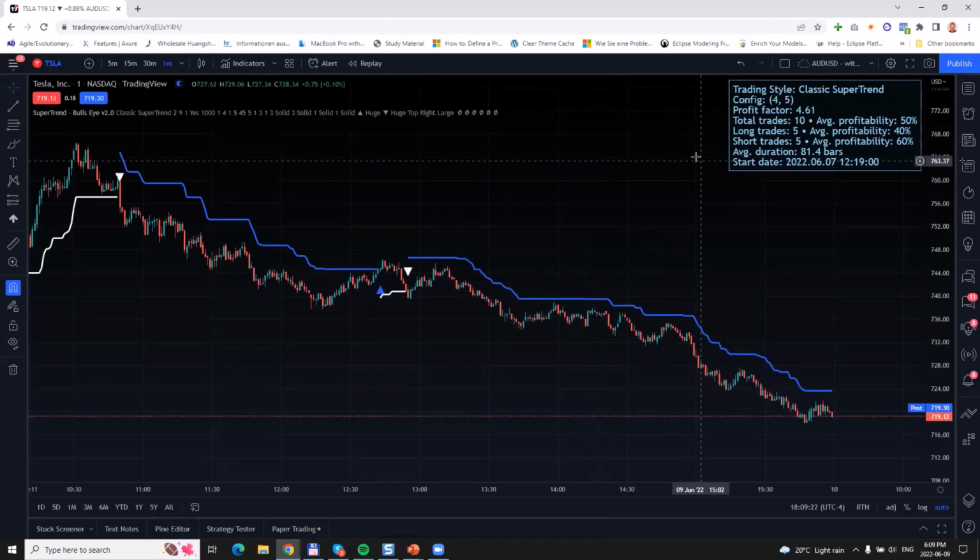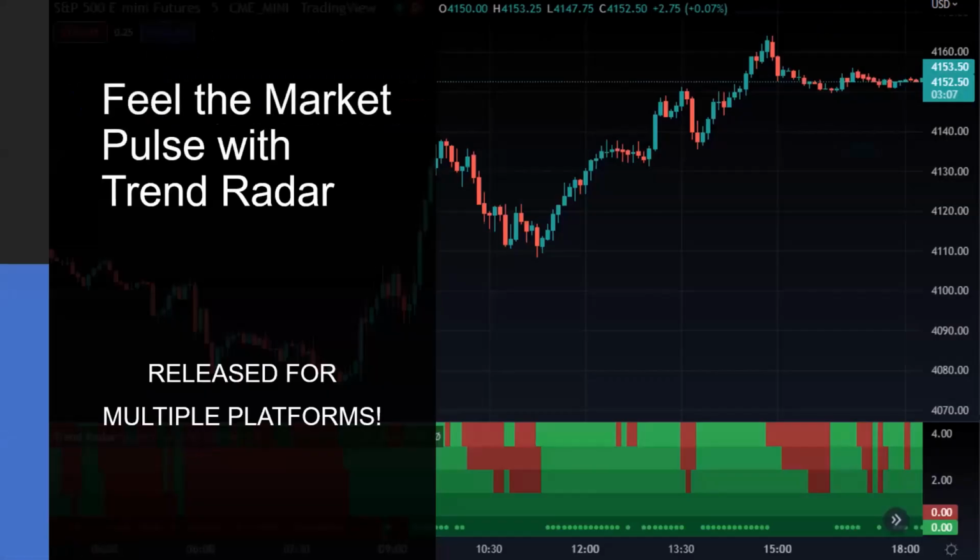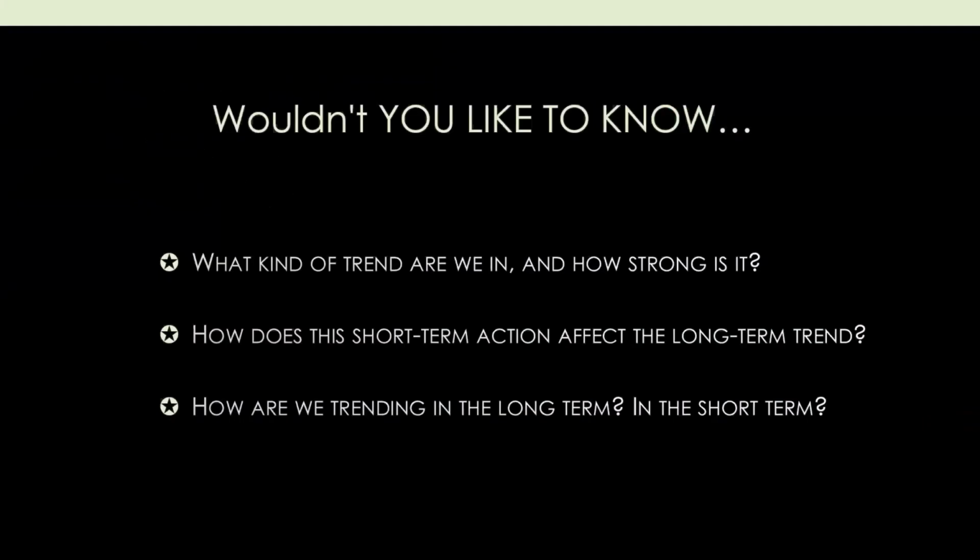But something else has happened this week. We have also released our brand new Trend Radar indicator. And this indicator is available for most of the platforms that we support, including TradingView, MotiveWave, NinjaTrader, MT4, MT5, and Thinkorswim. Okay, so this indicator exists for multiple platforms and it's been designed for you to feel the market pulse. And how this works and how you can take advantage of our brand new Trend Radar indicator will now be discussed by Nicolas.